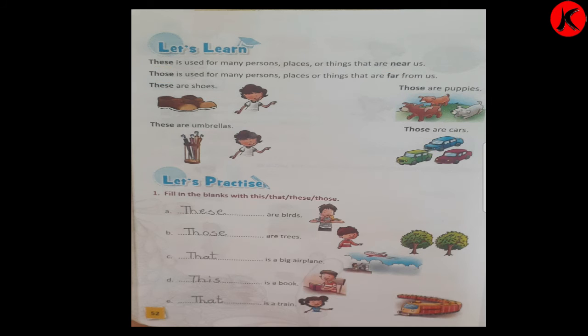Did you follow? Once again we will see. These are shoes. Those are puppies. These are umbrellas. Those are cars. Let's practice. Now we'll do this exercise. Fill in the blanks with this, that, these, those. What we have to do? We have to fill in the blanks with this, that, these and those.